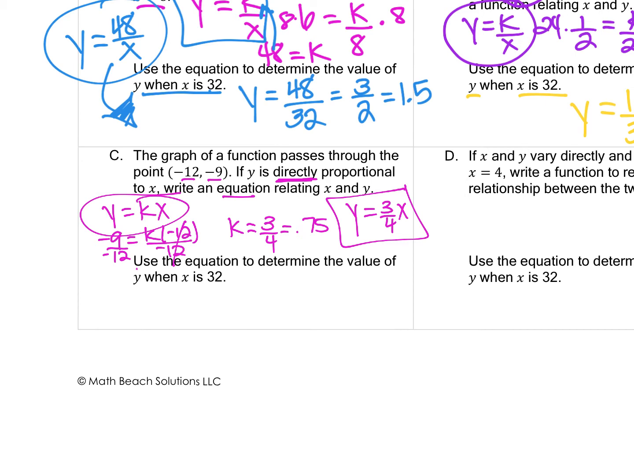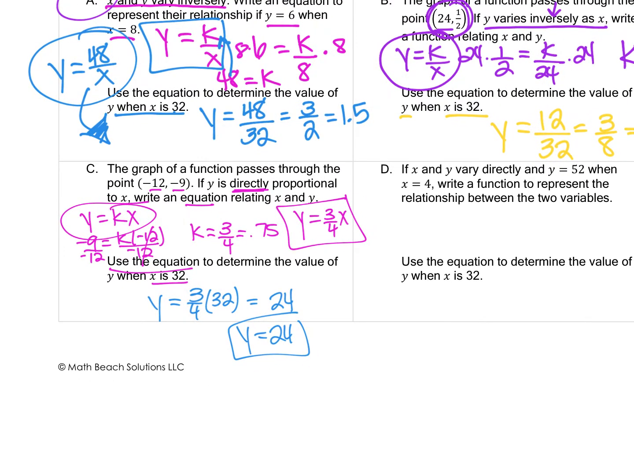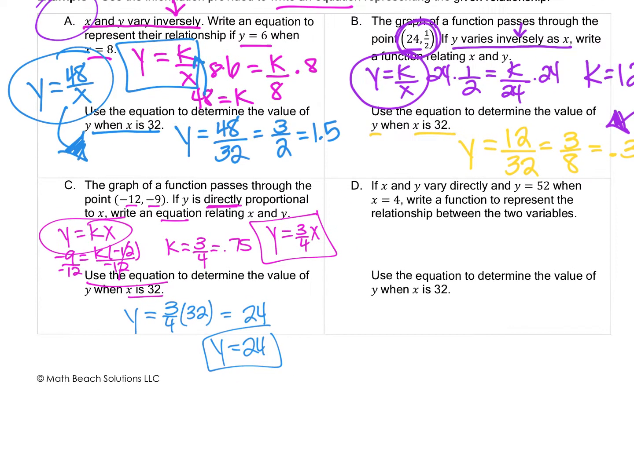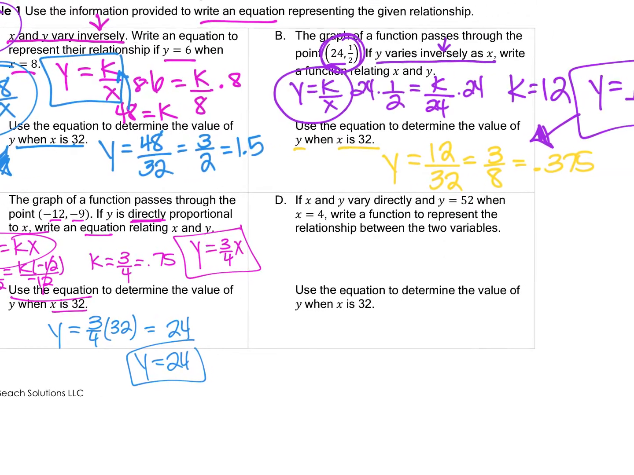We're using this equation to determine the value of y when x is 32. So I'm going to substitute in. So y equals 3/4 and then x is 32. So 3/4 times 32, that's going to be 8 times 3, so that's going to be 24. So our y equals 24. All right, so again, keywords, make sure checking for inversely, directly. That helps you know what type of equation you need to set up.